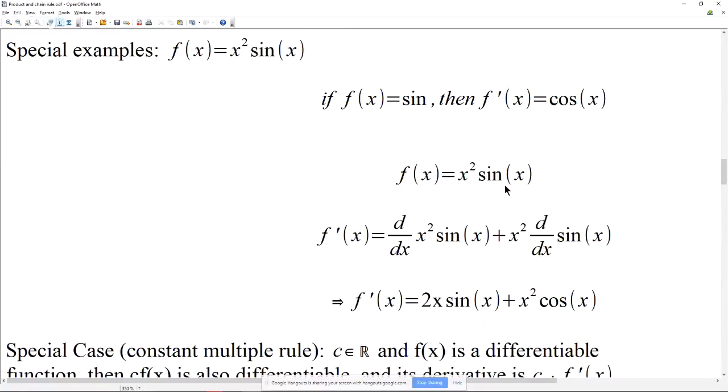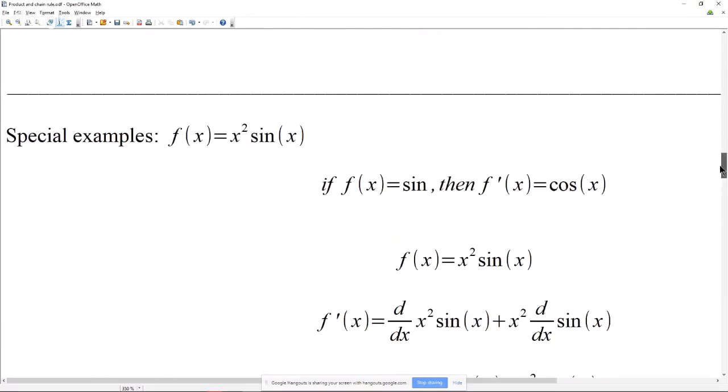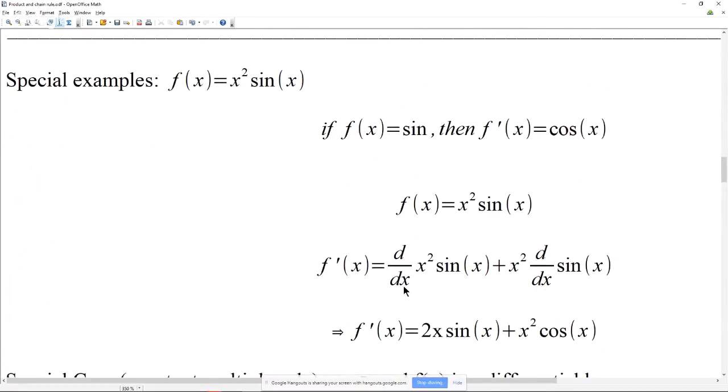So x squared sine of x. Here's my function. Now I want to take the derivative of that, using the product rule, which again I didn't show, but it looks like this. Remember the product rule? I want the derivative of one function times another function, plus the function times the derivative of the second function. That's the form. So I'm going to use Leibniz notation on this.